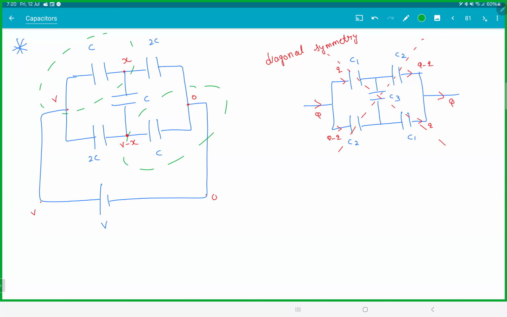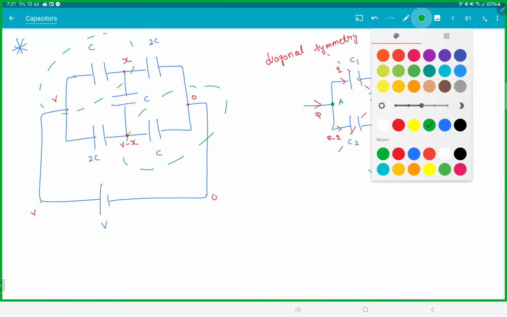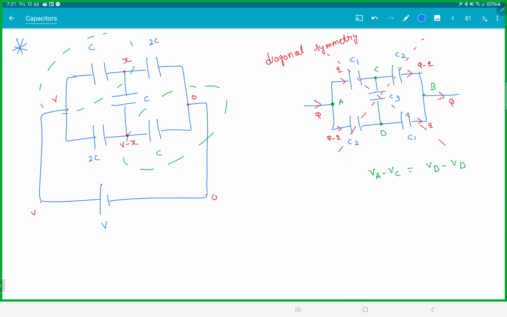From that, you can argue if this point is A and this point is C, if this point is D and this point is B, you can say VA minus VC will be the same as VD minus VB. इससे कुछ simplify directly नहीं होगा. You just reduced one node. Instead of having two variables, you have only one variable now. And then you know the story here.